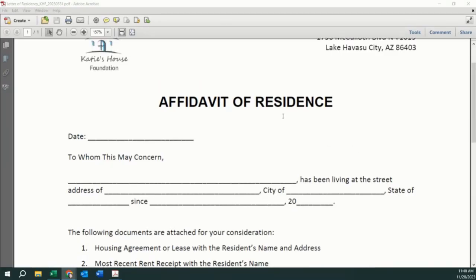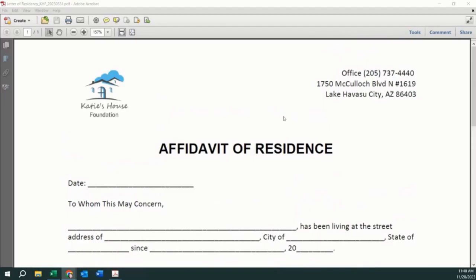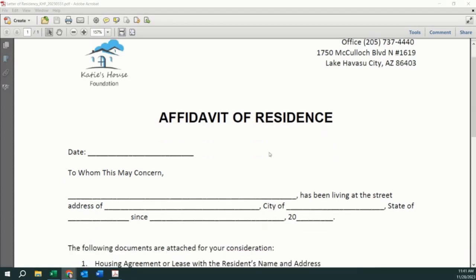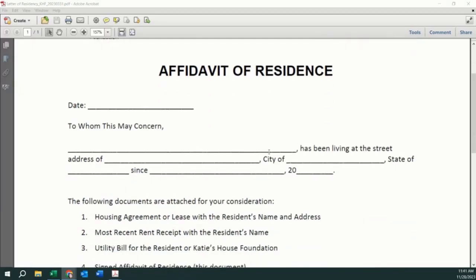And as a foundation, or depending on how you're operating your shared house, if it's an LLC, you still may need to provide this affidavit of residence because this person is in fact living at that address. So one of your residents might come to you and say, can you please provide me verification of residence? And this is the form that you would be looking for in your documents.